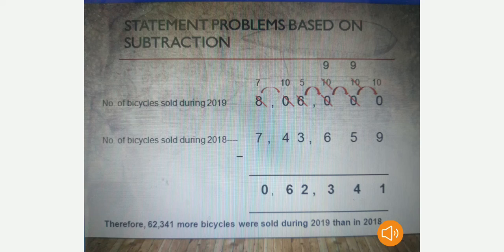So you can see here 0 minus 4. From 0 I can't take 4. So I am taking borrow from left to right. From 8 I am taking 1 borrow. So when I give 1 from 8, here it will be 7. So right side it will become 10. So 10 minus 4 is 6. And at last left side 7 minus 7 is 0. So therefore 62,341 is the difference. Therefore 62,341 more bicycles were sold during 2019 than in 2018.